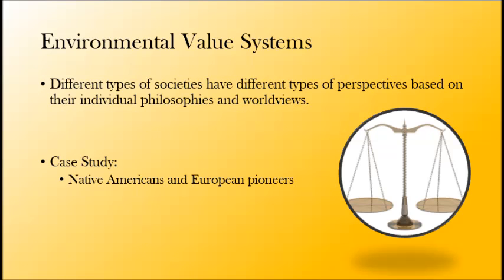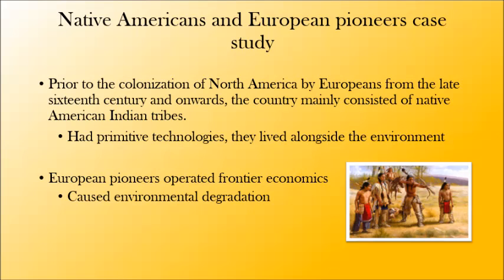Now, moving on to the environmental value systems as a whole. There are different types of societies that have different types of perspectives based on their individual philosophies and worldviews. An example of this is seen in the following case study, which is named Native Americans and European Pioneers. Prior to the colonization of North America by Europeans from the late 16th century onwards, the country mainly consisted of Native American Indian tribes.